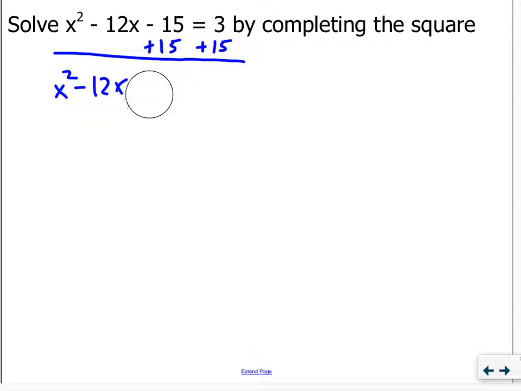Let's put a space there. I'm not going to do Taylor Swift, don't worry. Put a space over there.